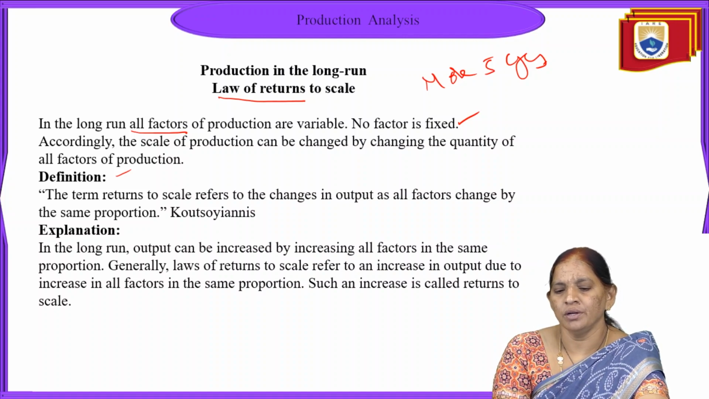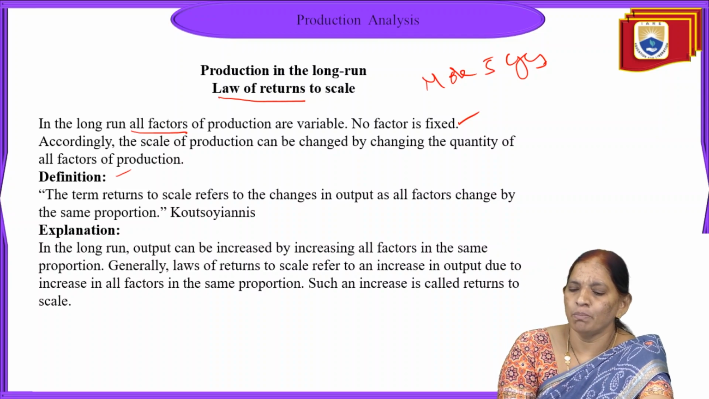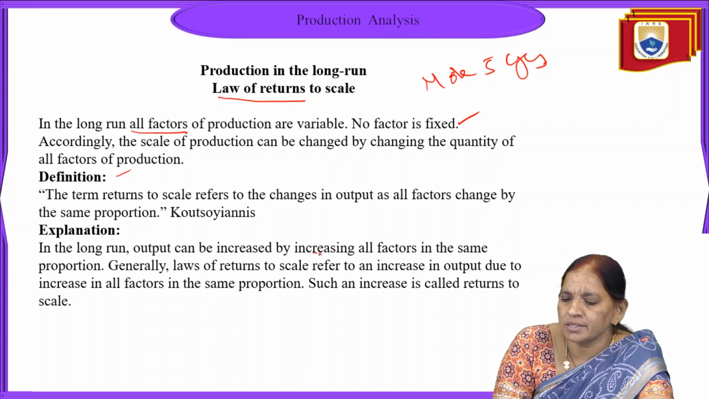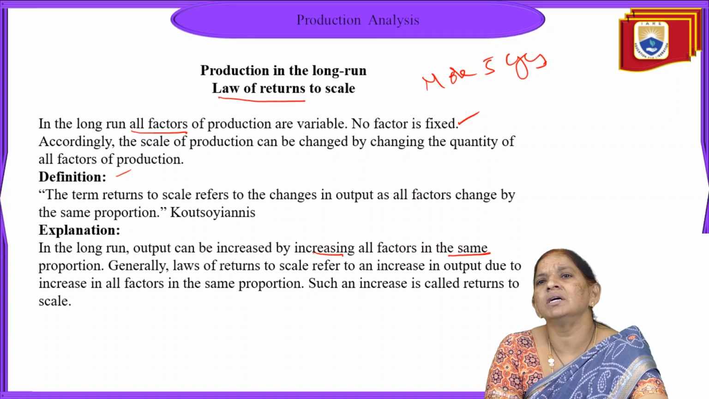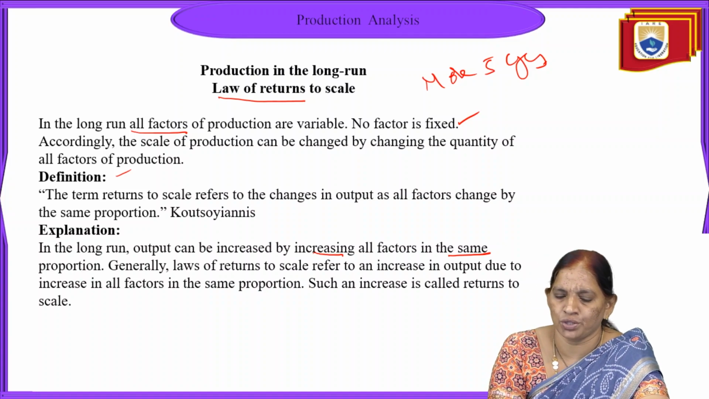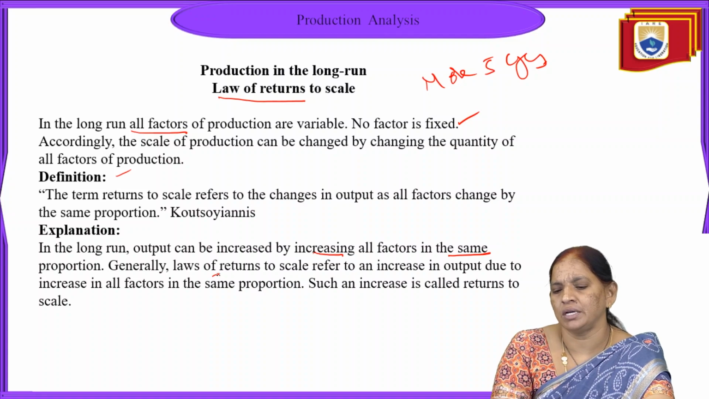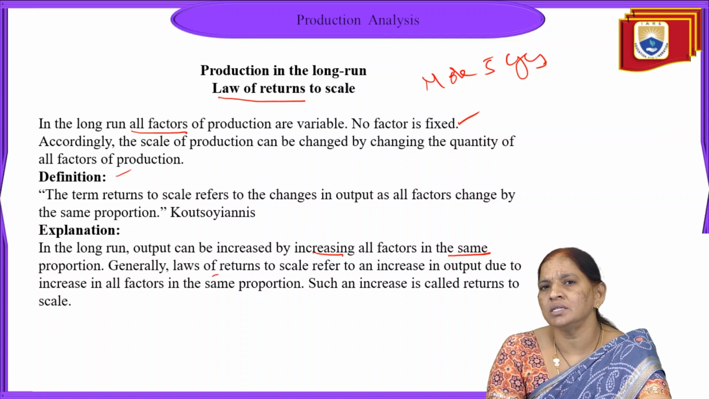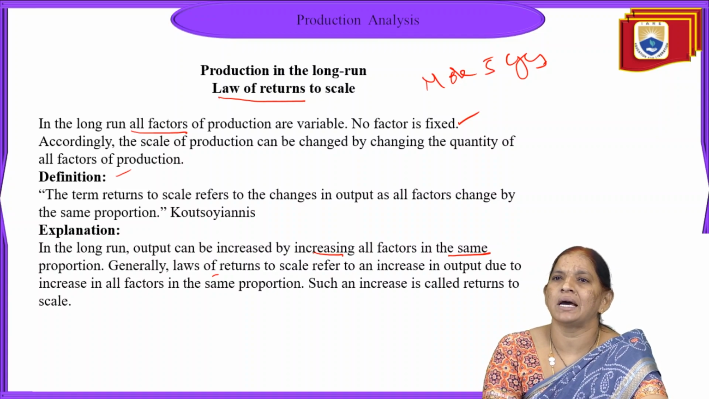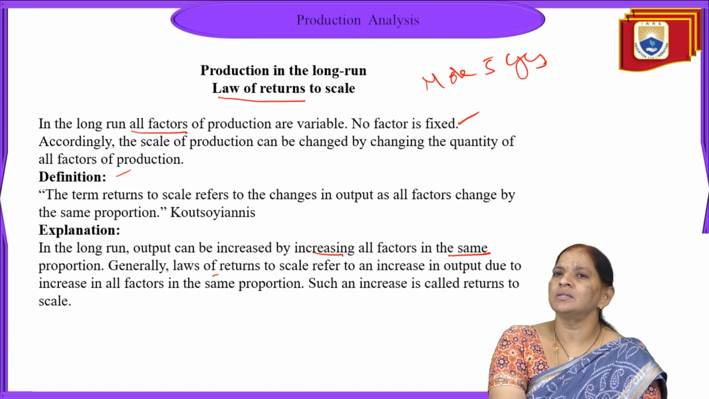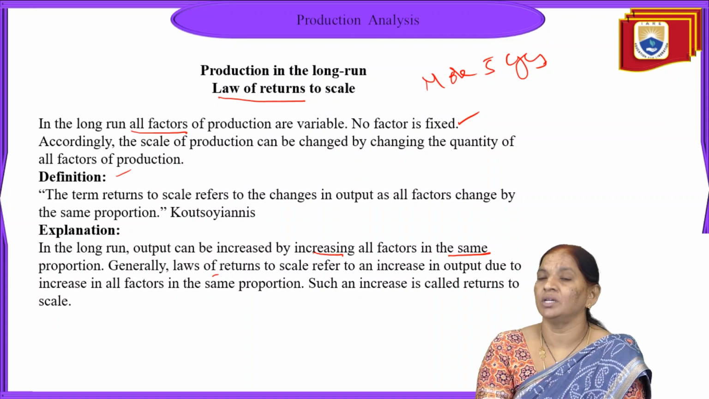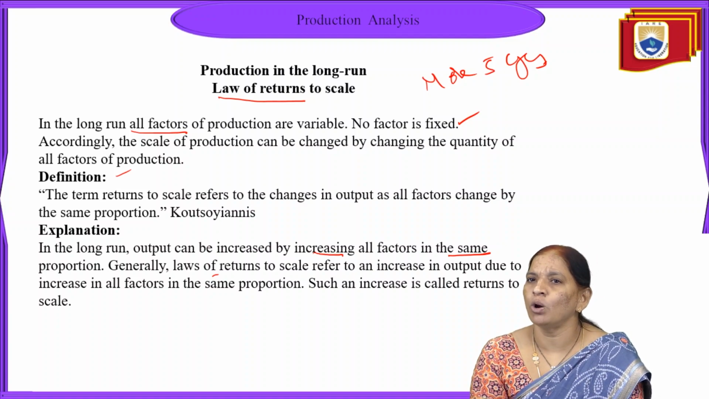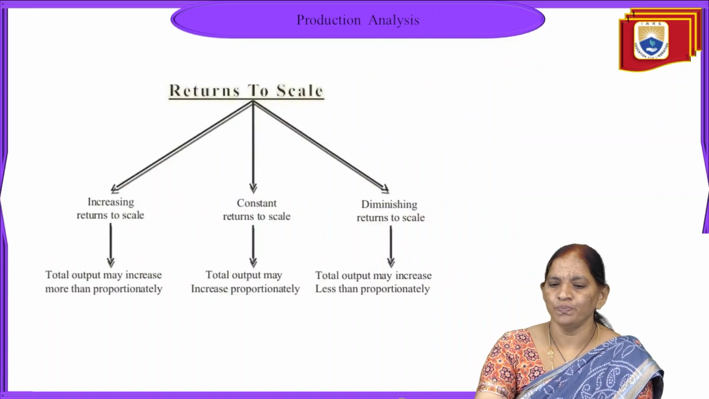In this long run, output can be increased by increasing all factors in the same proportion. That means total production increases by increasing whatever factors are in the production. Generally, the law of returns to scale refers to the increase in output due to increasing all factors in the same proportion. Once the output is increased due to the increase of each and every factor of production over a sufficient time period, that law we call returns to scale.